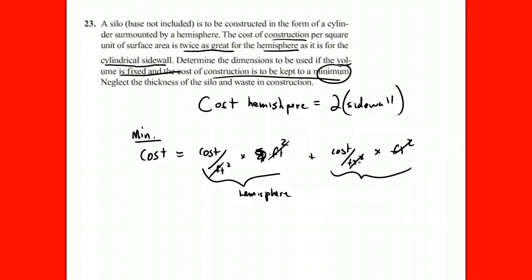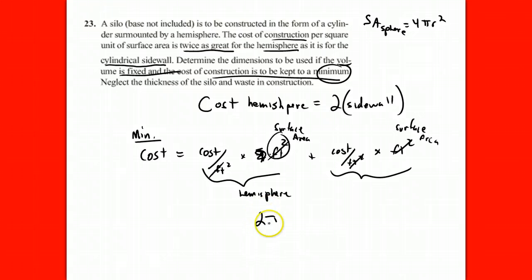So for the hemisphere, we're talking about the surface area. This square feet is surface area. And there's a formula. Hopefully you have room on your cheat sheet for formulas, because you don't want to get a problem wrong because you don't have the formula. The surface area of a whole sphere is 4 pi r squared. And so half, a hemisphere, would be 2 pi r squared. That'll be the surface area, times some given cost. Here it's twice the sidewall cost.